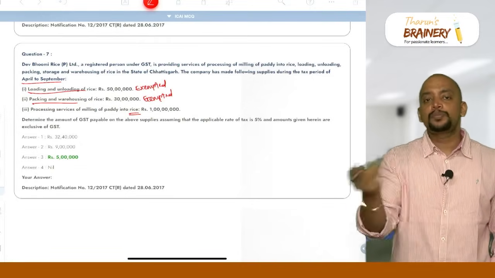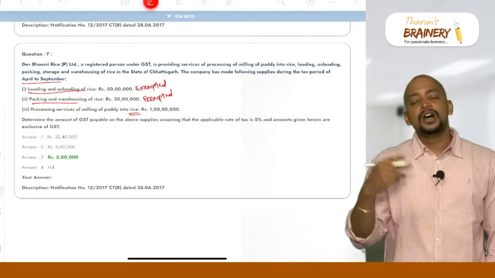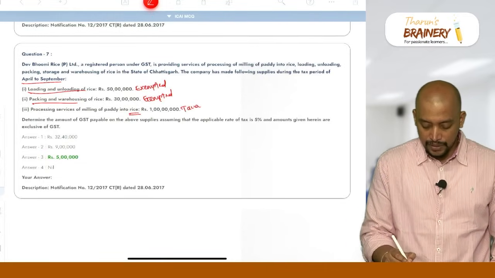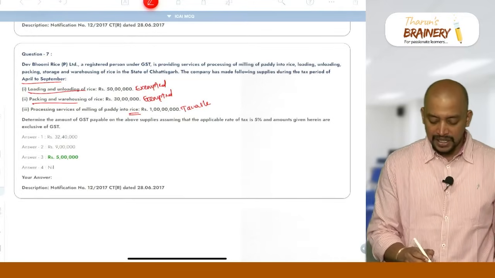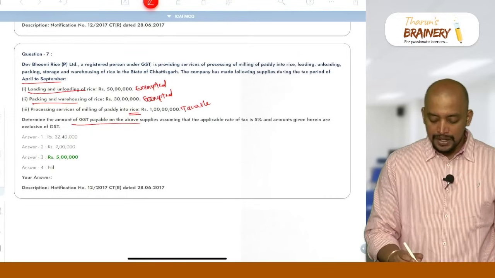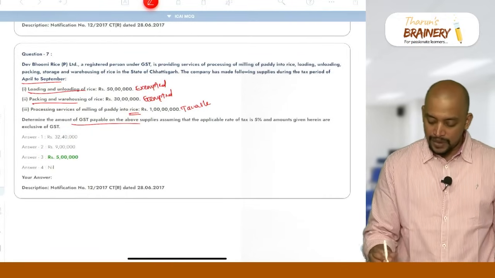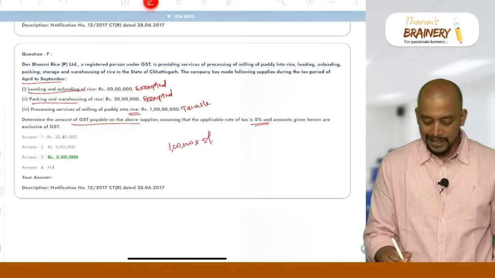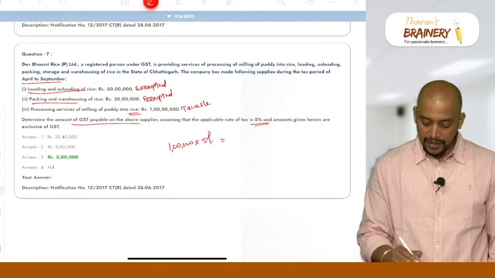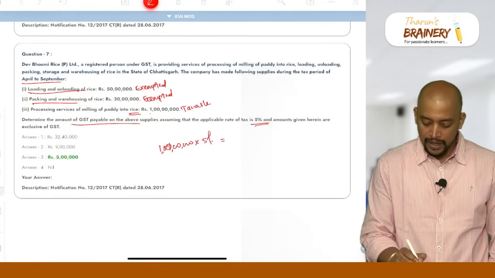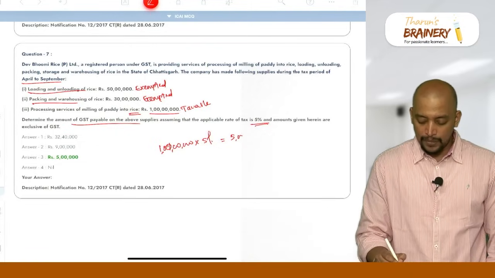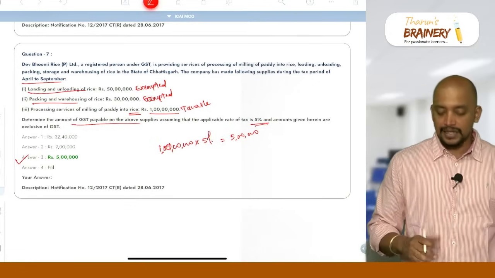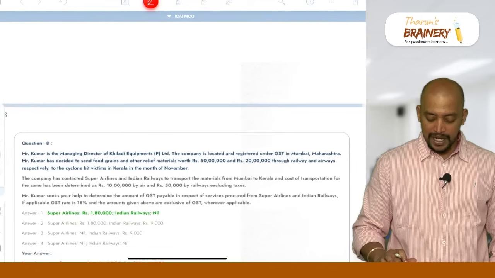See the output. Output is what? Paddy to rice, rice is the output. Output is agricultural produce? No. So this process will become taxable. Okay. Therefore, what is the question? Determine the amount of GST payable. So GST payable will be on 1 lakh. What is the rate of GST? 5%. So 1 lakh into 5%, that will be, is it 1 lakh or 1 crore? Actually it is 1 crore, not 1 lakh. 1 crore into 5%, that will be 5 lakhs, will be taken as the answer, option 3. And that is option C. First and second will be exempted.